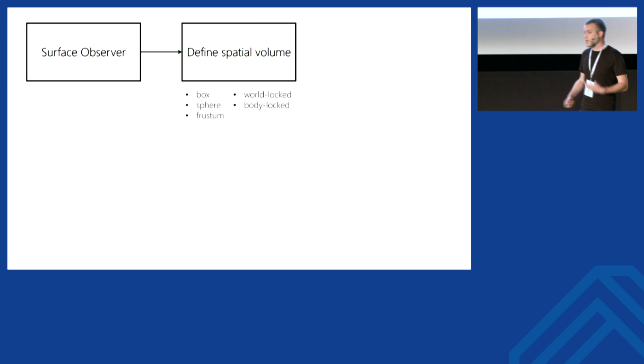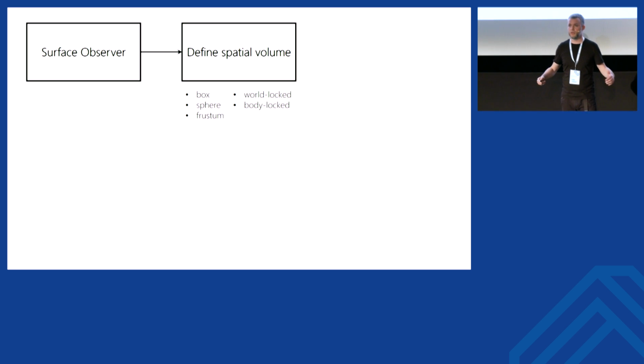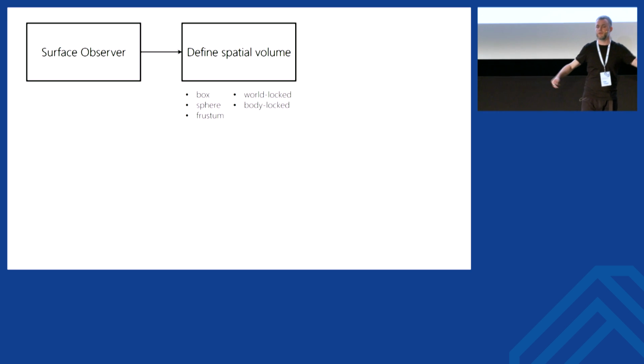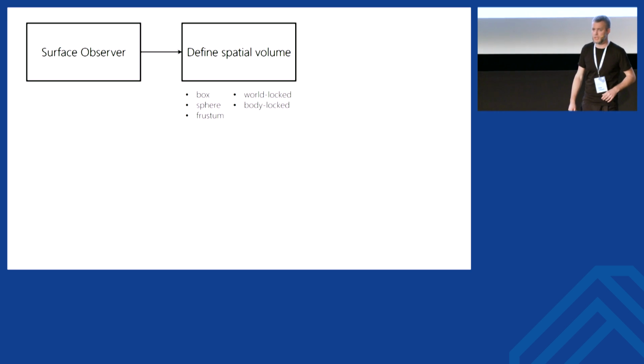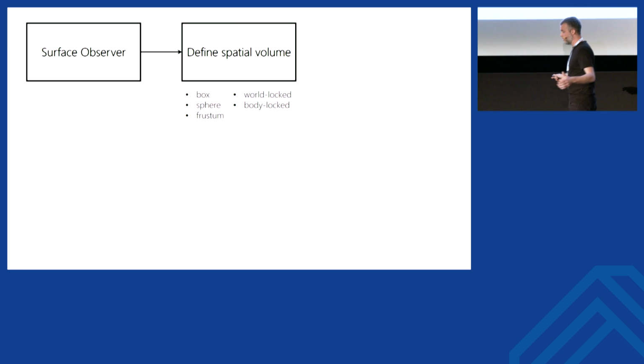So we can imagine one scenario where the application wouldn't require a lot of movement of the user. We could create a world locked, box-shaped spatial volume, like an invisible box, for example 5 meters by 5 meters or 10 meters by 10 meters, where all the updates will be coming from, and we would simply ignore all the other ones.